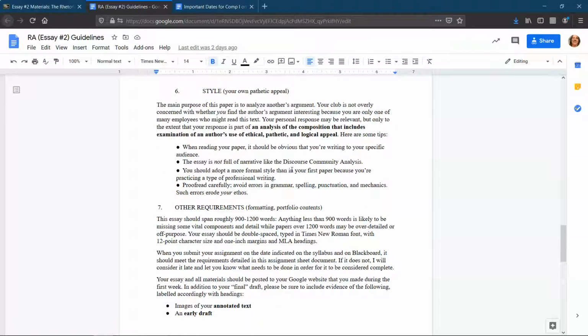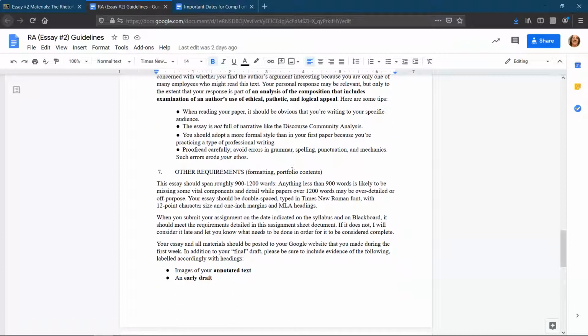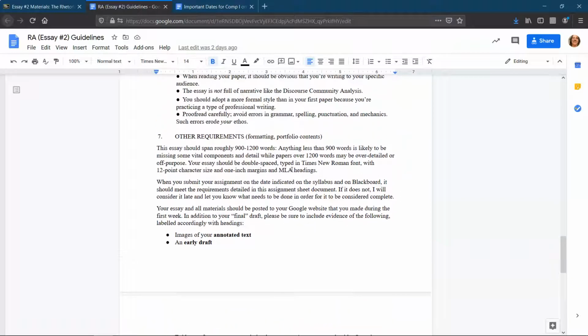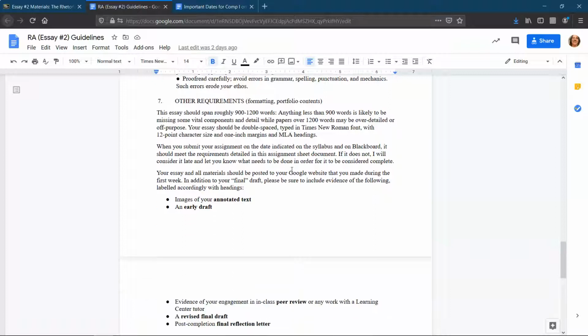Now, in terms of style, this second paper is not a narrative. So that means you should not be using "I" quite as much within this paper because it will adopt a much more formal tone. This paper is definitely more analytical, more academic in tone and in terms of style and word choice. Other requirements: it should be about 900 to 1200 words, about 4 pages double spaced, in Times New Roman font with 12-point font and MLA headings.